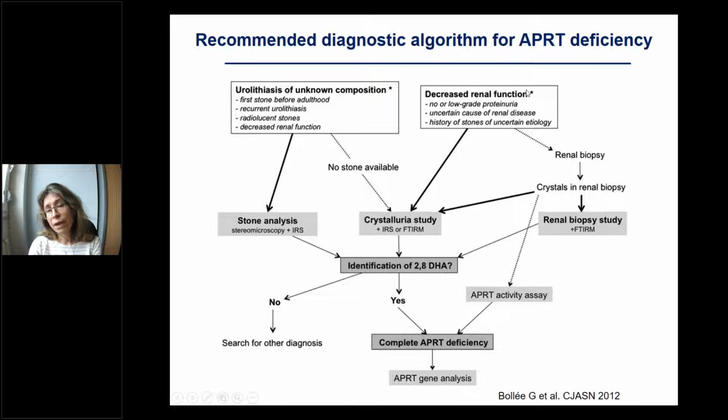Of course, if you have no stone and you perform a renal biopsy, have a look at the crystals on the renal biopsy. And if you have any stones or crystals on renal biopsy, go further with the analysis. And then maybe you will identify some 2,8-DHA. And then you will be able to measure the APRT activity, do gene analysis, and start treatment.